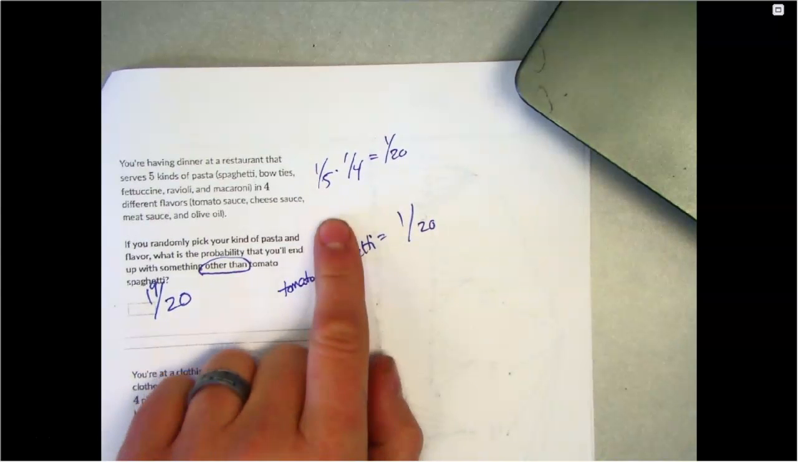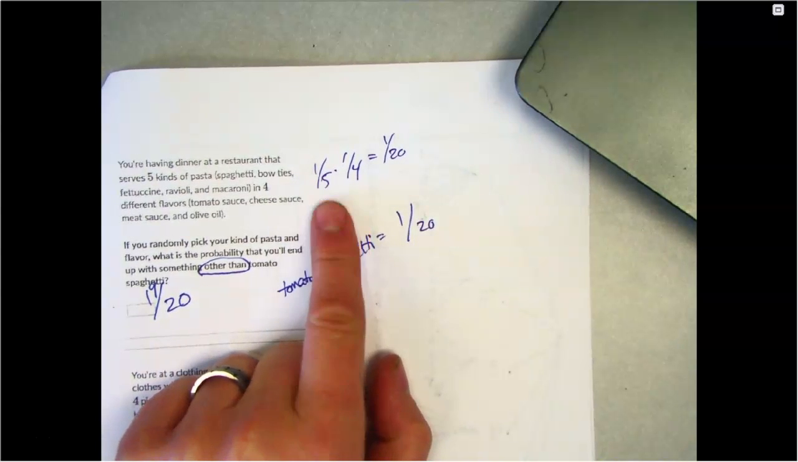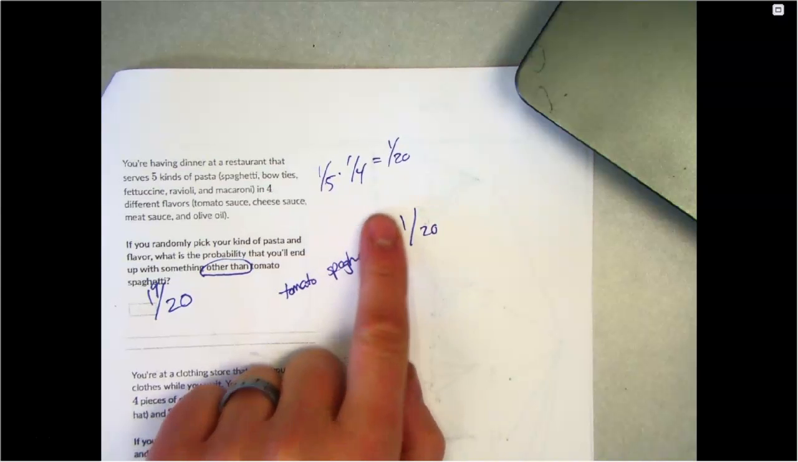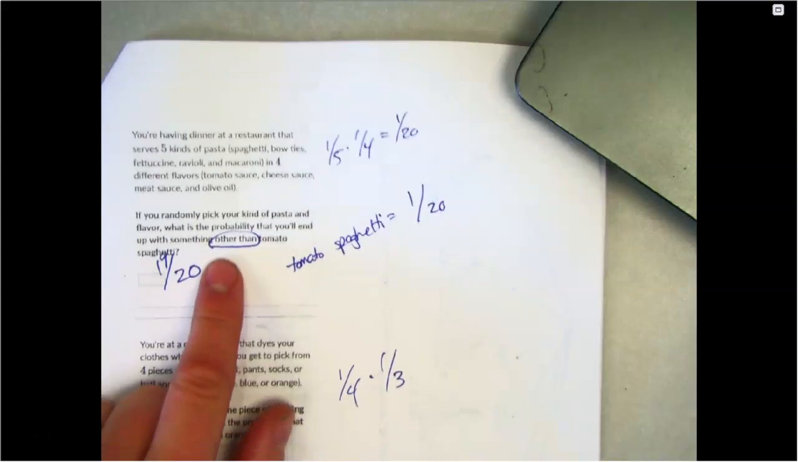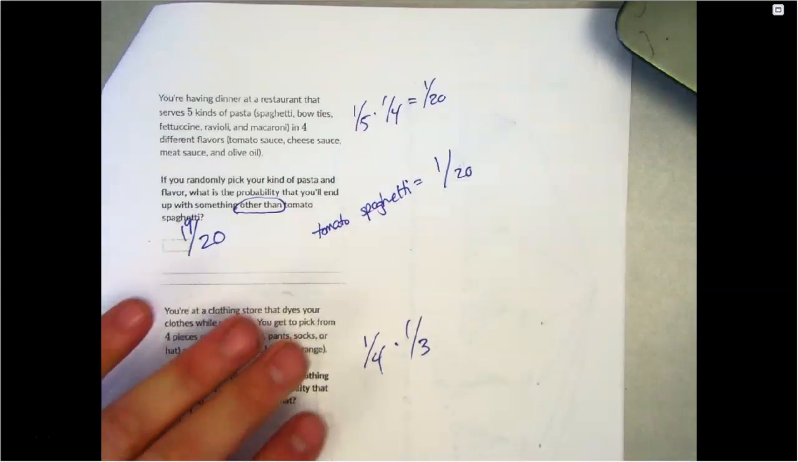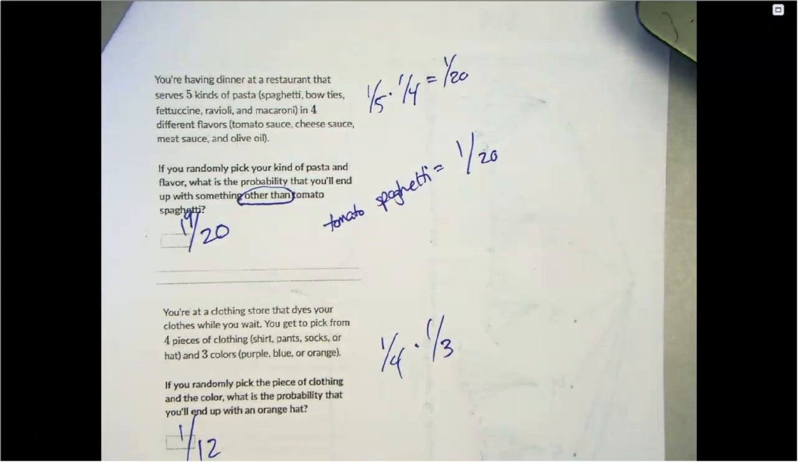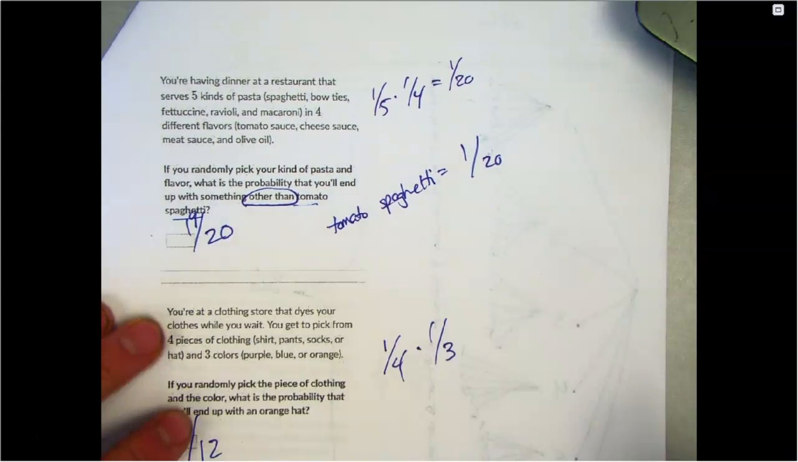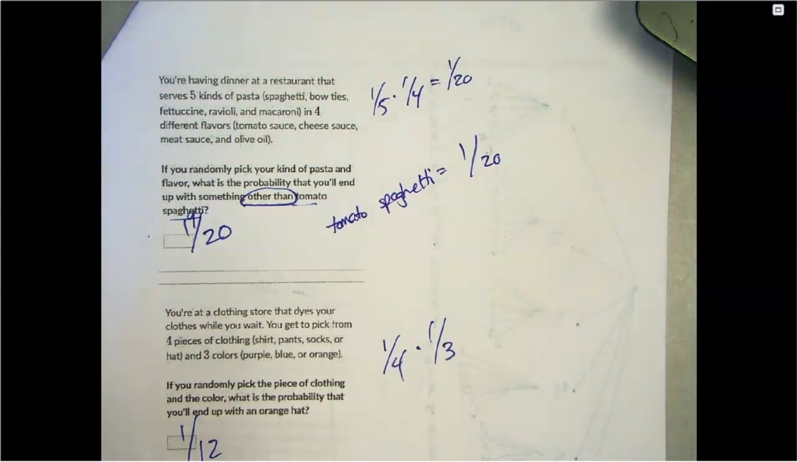Alright, so the dinner one, the 1/5 chance I choose spaghetti, a 1/4 chance I choose tomato, so 1/20th, but it says what's the probability you'll end up with something other than tomato spaghetti? So I gotta do 1/20th to get 19/20th. So specifically tomato spaghetti is like I chose tomato and I chose spaghetti. You know what I'm saying? So there's a 1 out of 20 way that would happen. And so 1 minus that's 19 out of 20.